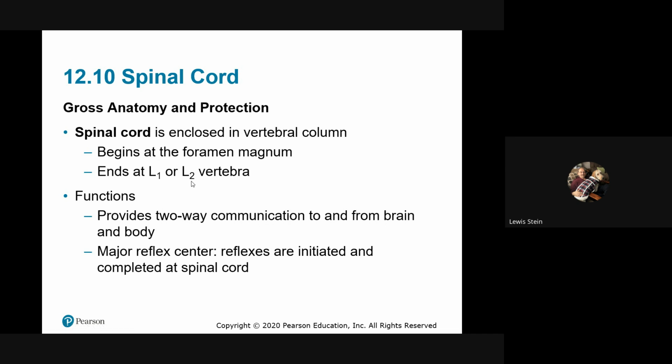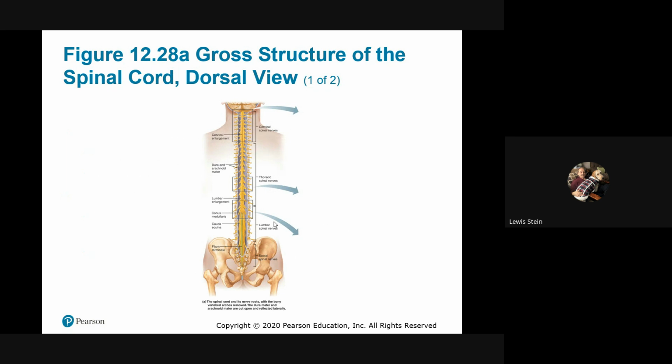It's the reason we can do lumbar punctures, what colloquially we refer to as spinal taps. Basically, we're not processing here. Effectively, this is all a relay center. You're going to see there's a couple of different types of circles. Reflex center: reflexes are initiated and completed. Communication: sensory information going up, motor information coming back down. Terrible illustrations. Sorry.